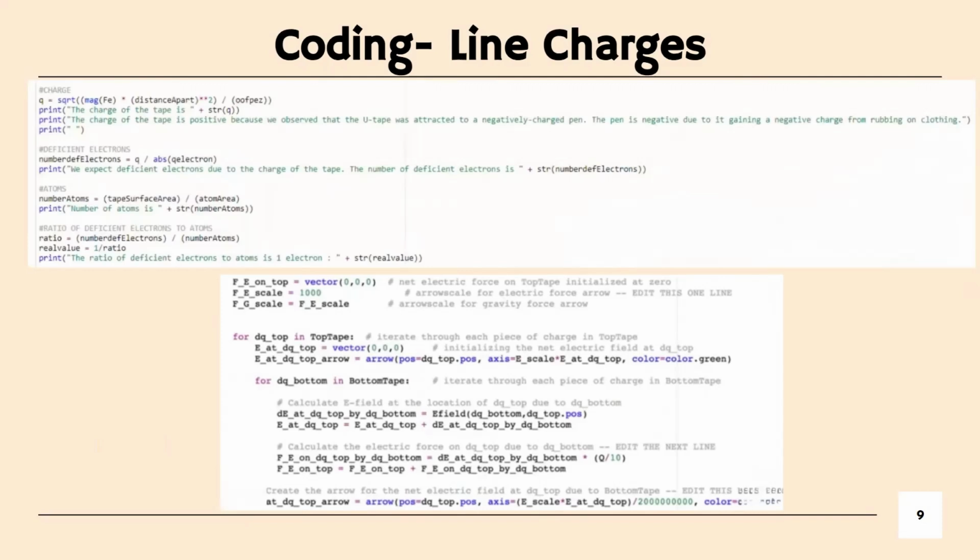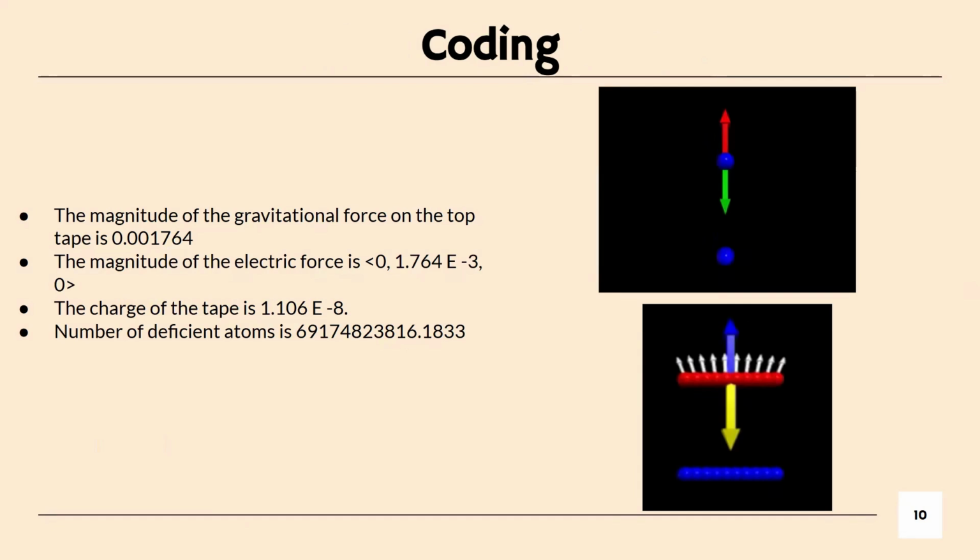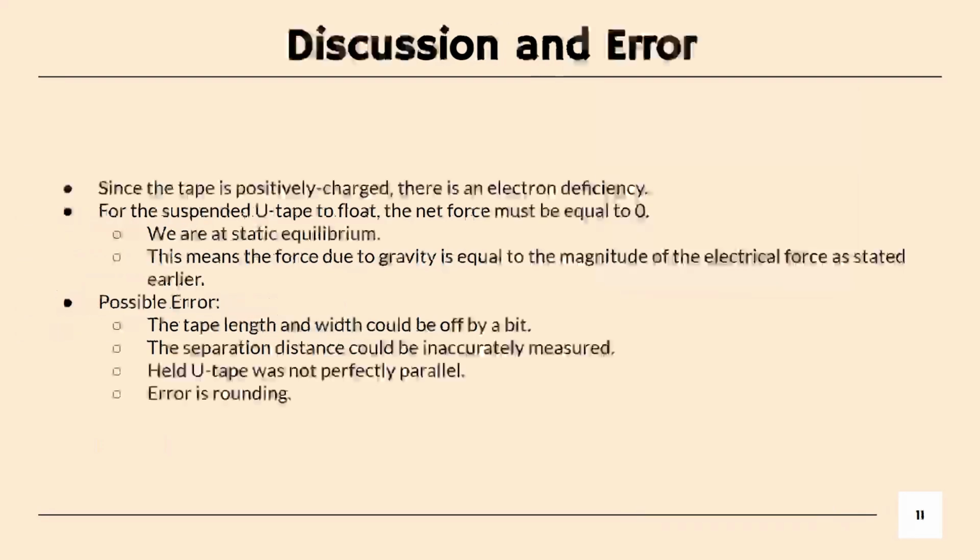But gravity and the electrical force will still go in the same direction, just the electrical force will have a different charge because there will be more charges on there, which is shown here. The top one is my point charge graph, where you can see gravity is working down and the electrical force is working upwards. The same thing is happening in the other one, however, it is a line of charges instead of just a dot. And through this, the magnitude of the gravitational force on the top tape is 0.001764. The magnitude of the electrical force is 1.764 times 10 to the negative third. The charge of the tape is 1.106 e to the negative 8, and the number of deficient atoms is given. And that was my discovery in the coding.